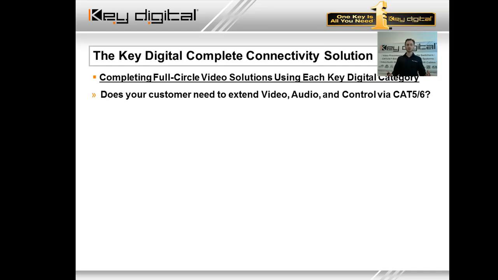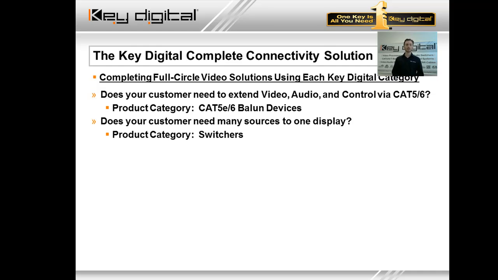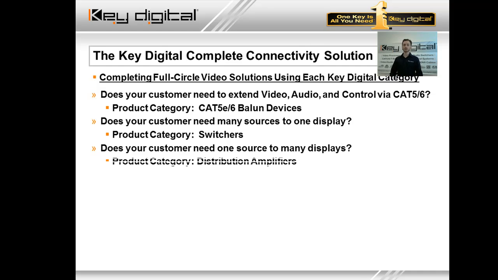If your customer needs to extend video, audio, and control via cat cabling, you know that there's a balun. We list this one first because it is probably the most common of needs of any key digital hardware outside of an HDMI cable. Does your customer need many sources to one display, or many inputs to one single output, in which case you'll require a switcher? Does your customer need one source to many displays? The inverse of a switcher is a distribution amplifier: one source, many outputs, many displays.